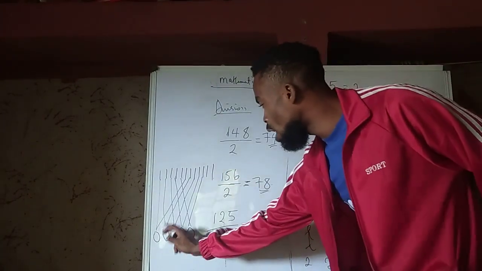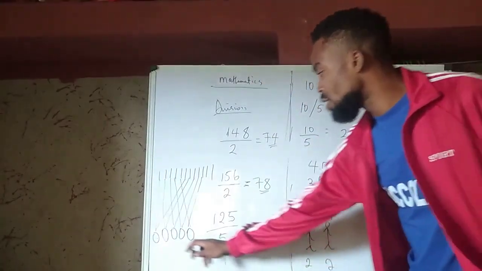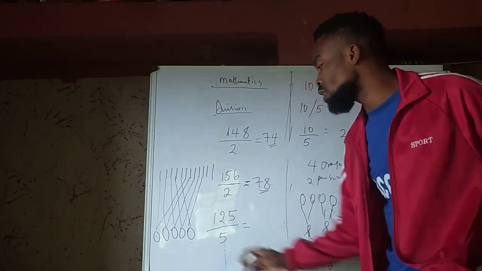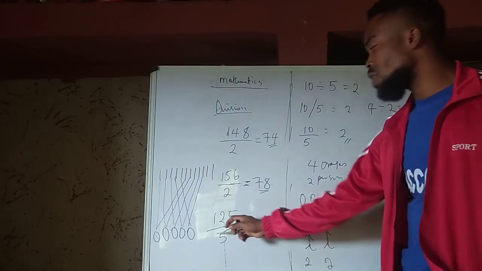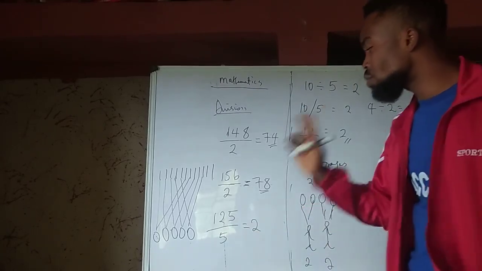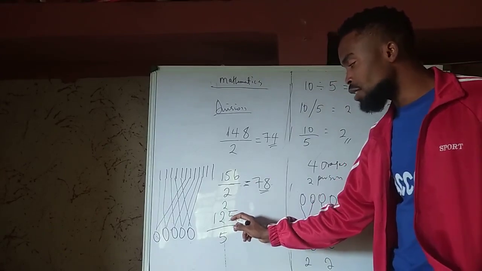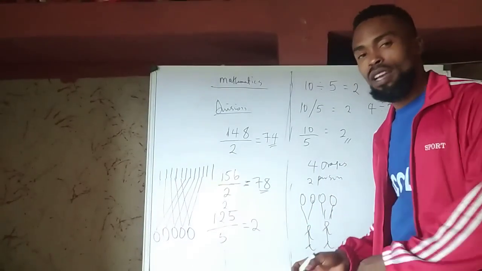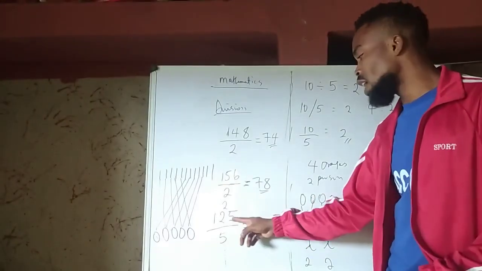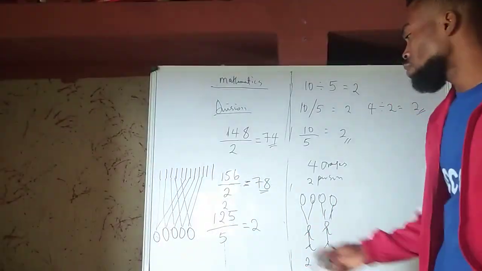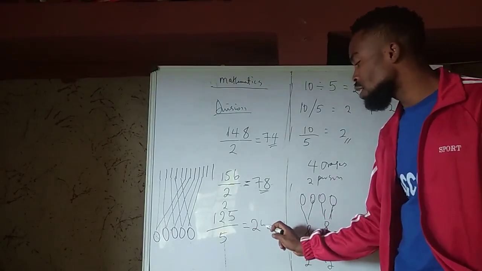From what we have already done, these people are taking 2 each, right? This one takes 2, this one takes 2, this one takes 2. So that 2 has been taken, and the remaining 2, we are going to add to this 5. It will become 25. The 2 that is remaining is a 10, so we add it to this to become 25. So 25 divided by 5 will now give us 5.